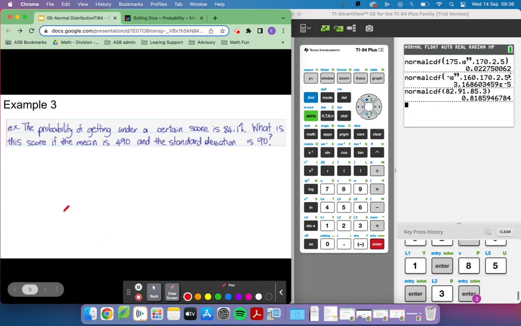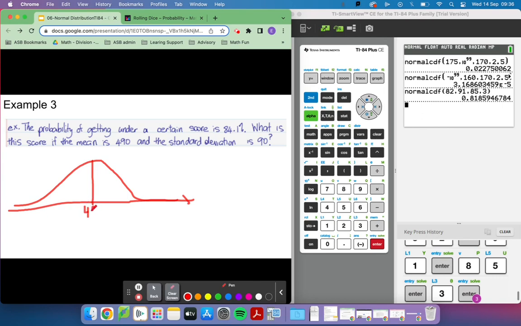Okay, so let's first understand what this question is asking us here. So I'm going to have a bell curve. I know what my mean is. My mean is 490. And I'm told the probability of getting under a certain score is 84.1%. Okay, under a certain score means that I'm going to have a bell curve and I'm interested in a certain score and everything below that score. So everything on the left side of that score.